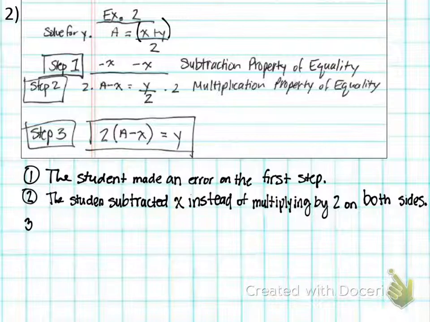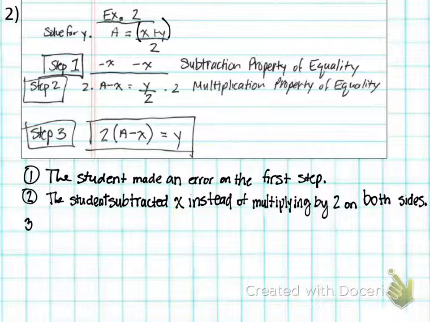Okay. So your answers don't have to look exactly like mine, but they need to communicate the same thing, okay? But notice how I'm using words like subtracted, you see? I'm using multiply. I'm not just putting a times sign there. Oh, I forgot to put a T. Thank you. The student subtracted x instead of multiplying 2 on both sides, okay?